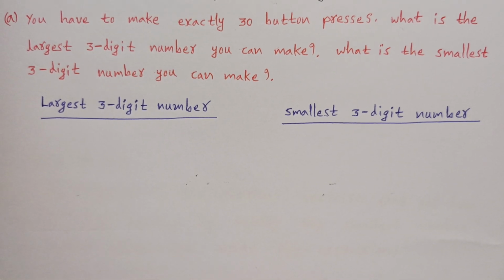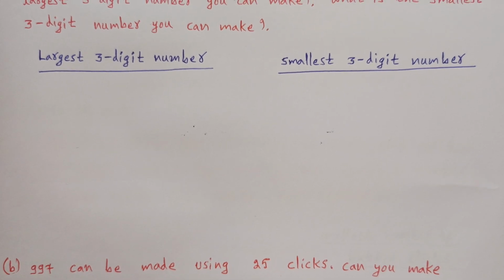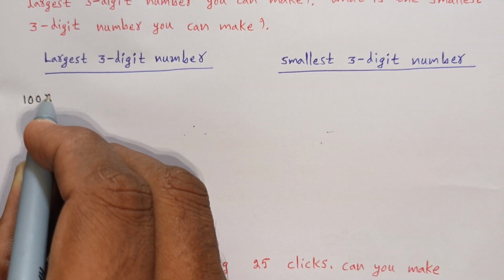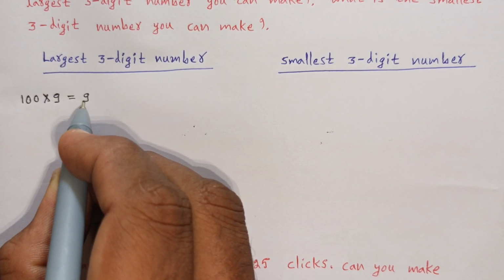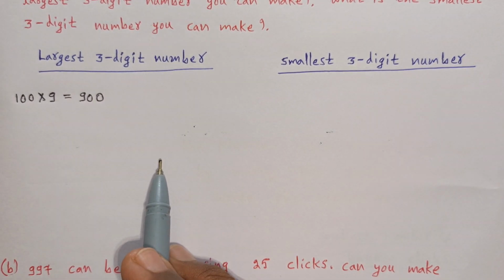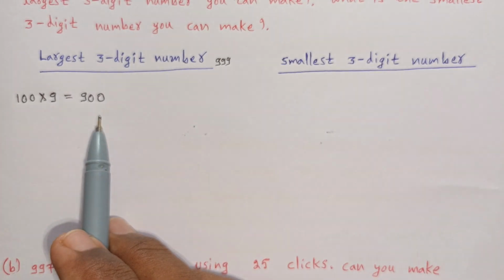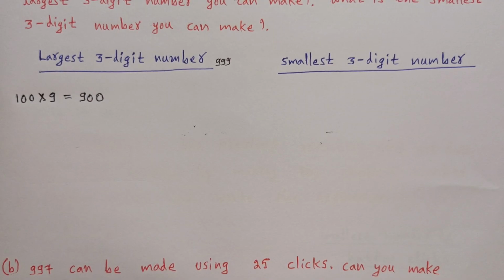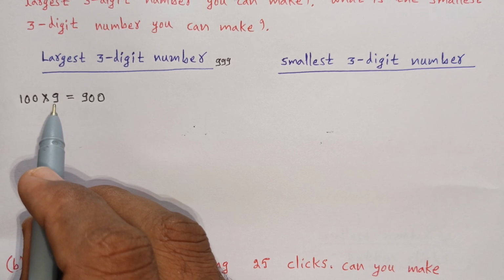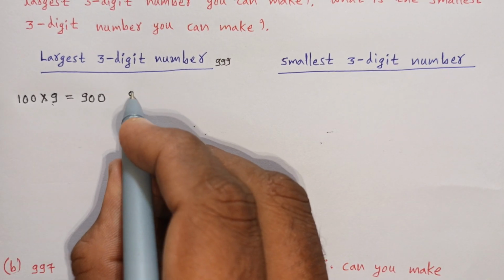So here first we will try to calculate the largest 3-digit number. Here first I will apply trial and error method. So if I try to press 100 with 9 times, so what is the result? 900. Because generally the largest 3-digit number we try to achieve is 999. This is the largest 3-digit number. We will try whether we get it or not. So 9 is the single largest digit. That's why I'm taking 9 here. 100 into 9. So how many times we need to press here? 9 times.